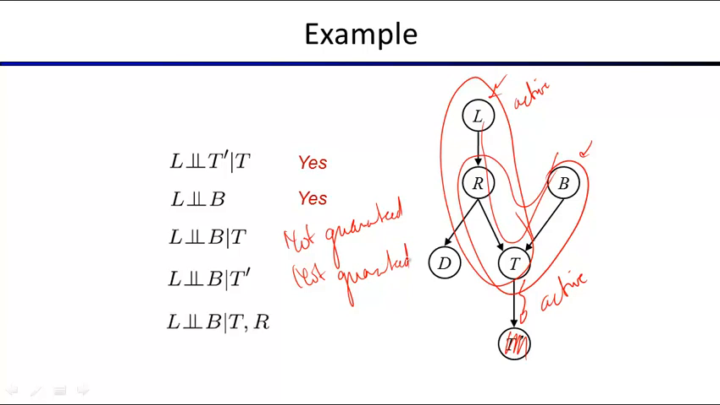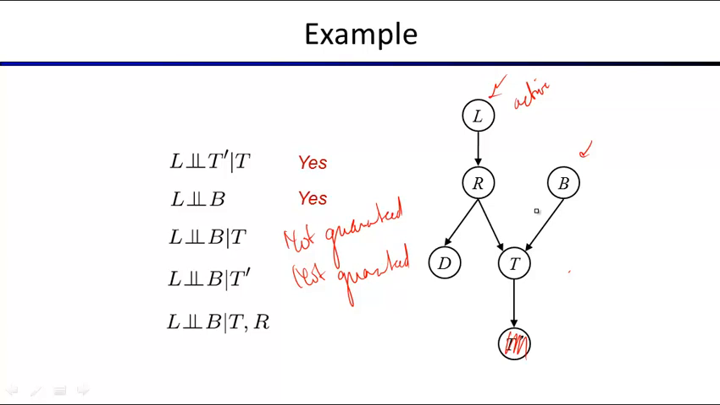How about L and B given both T and R? What do you think? Some people say yes. Let's put a yes here for now. Some people say no. I like the way that came out. Let's step through it. One path. First triple, BTR.